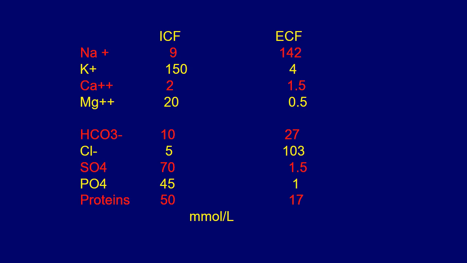And there are certain electrolytes which are more in the intracellular fluid, like potassium. There's a high amount of potassium intracellularly, 150 versus 4 in extracellular fluids. Then again, magnesium is more in intracellular fluids and less in extracellular fluids. Sulfates, phosphates, and proteins also are in high amounts in intracellular fluid and in less amounts in extracellular fluid.